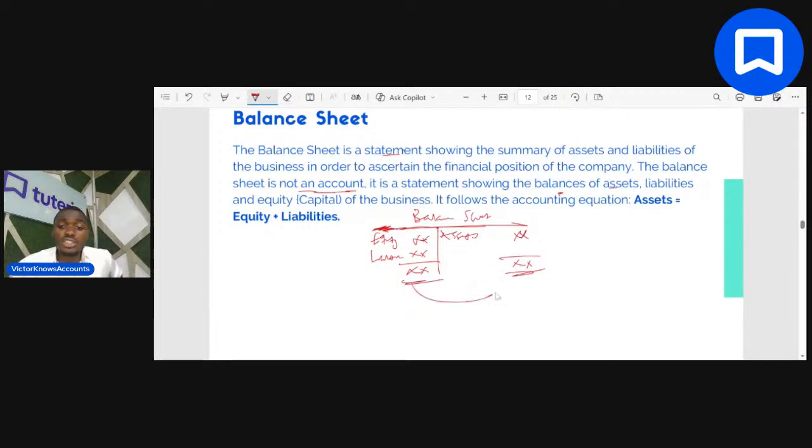Now the point is these two figures must correlate. They must be the same thing. They must be equal to each other because your asset, according to the accounting equation, must be equal to your equity plus liabilities.